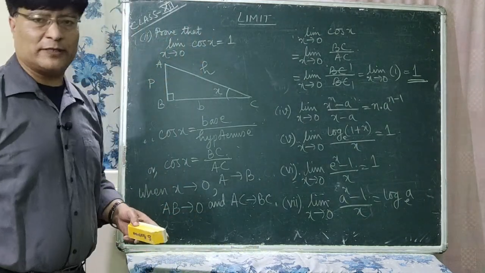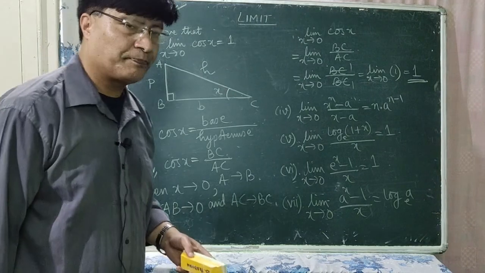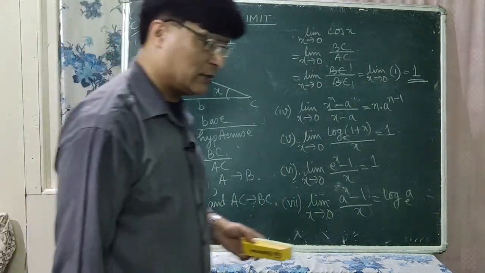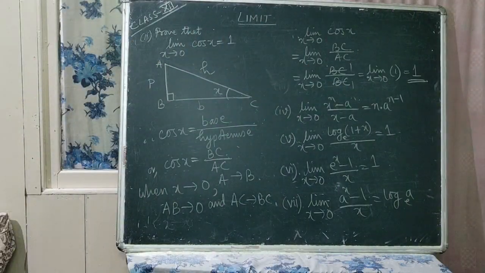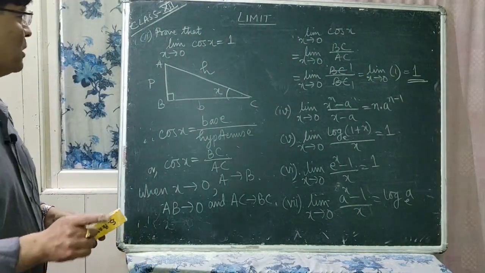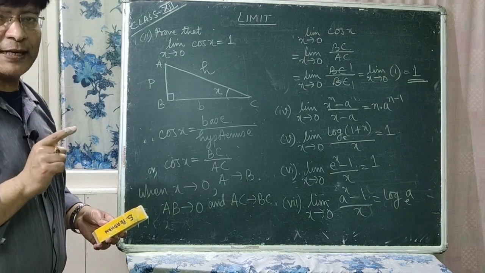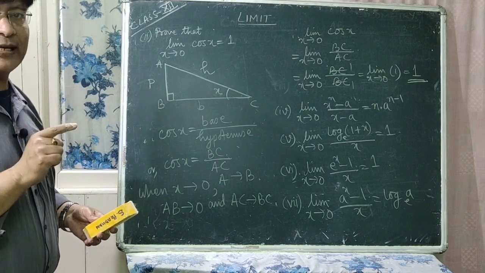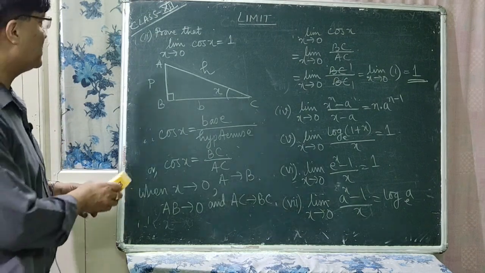So you can pause the video and copy it. I think you have understood it. So let us prove the third one. Now we'll prove the third one. What was the third one? You have to prove that limit x tends to 0 sine x upon x is equal to 1, right?